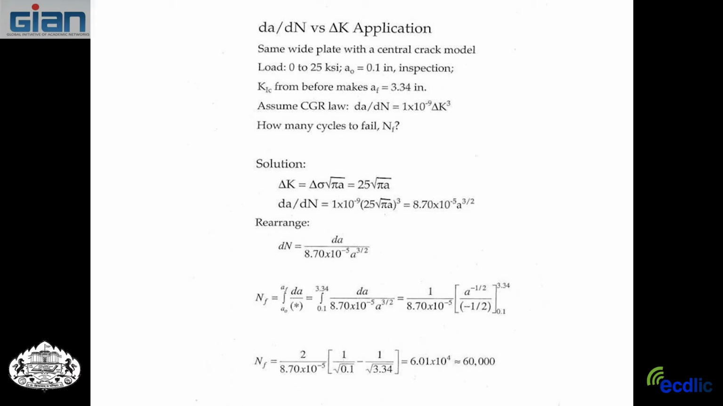This is the crack growth rate law, 1.1 times 10 to the minus 9, 25 is here, square root of pi a, to the cubed. All the parameters are known here but the crack size. The crack size is a variable that goes into this. So you take all these numbers, 25 times square root of pi, cube it, take that value times the coefficient out front, and get a number here. It was 8.70 times 10 to the minus 5. Now square root of a to the cubed, of course, is a to the 3/2 power.